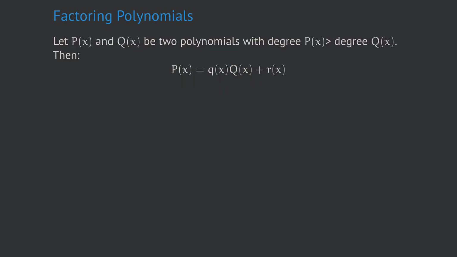Let's now return to the idea of factoring polynomials. We start with some polynomial p of x, take some other polynomial q of x, and ask ourselves the question, well, something like how many times does q of x fit into p of x? Of course, this is only a vague analogy to what we did with numbers, but it's a good way of thinking of it. The polynomial q of x must have smaller degree than p of x.